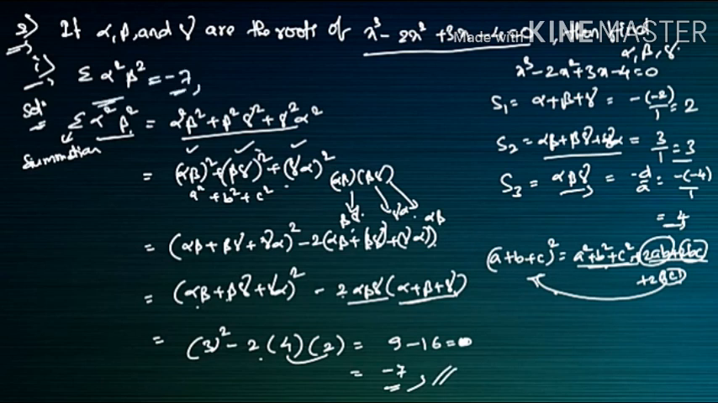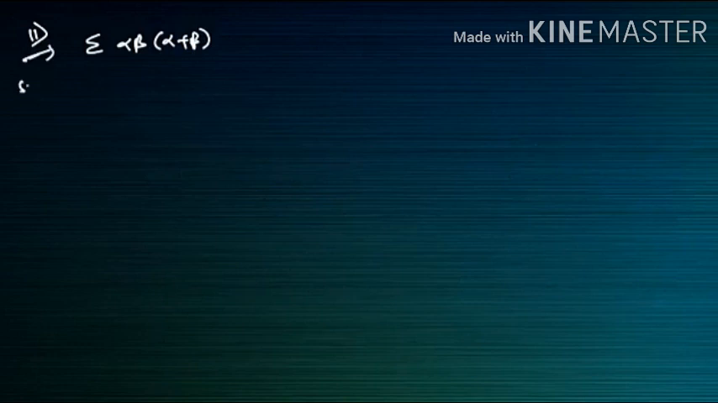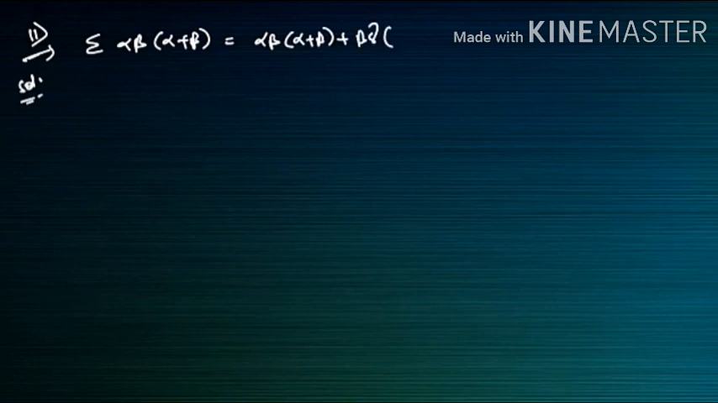Now moving to the next question. Now here the second question's solution. So the summation of alpha beta into alpha plus beta is given here. We will take alpha beta, the summation will be removed, so it will become alpha beta into alpha plus beta, plus beta gamma into beta plus gamma, plus gamma alpha into gamma plus alpha will come here.